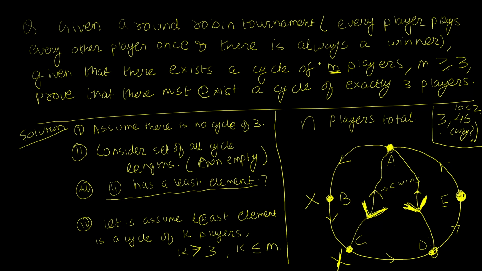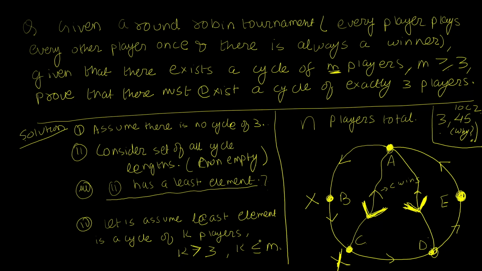Now if there are other cycles, I can at least guarantee that the cycle length is at least 3. Because if there exists a cycle of length 3, I don't need to prove anything. So we'll just assume that there is no cycle of length 3. We'll consider the set of all cycles, and by the well ordering property, this set of all cycles does have a smallest cycle. But we don't know that the smallest cycle contains exactly 3 elements, and that is what we need to show. Since we don't know 3, we just say K. So we assume that the smallest cycle has K players, where K is greater than 3 and less than M.